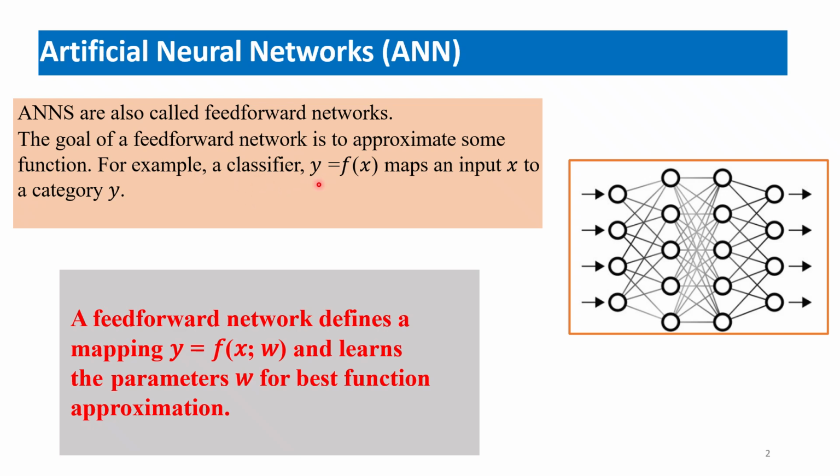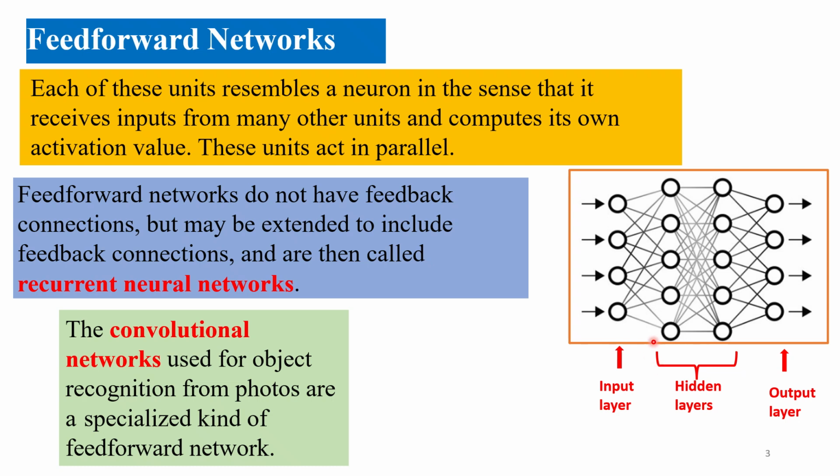For example, we have a classifier y equal to f(x) mapping input x to category y. So this feed-forward network defines a mapping: the function f on the inputs x, parameterized by w, gives the output y. It learns the parameters w so that the best function approximation occurs. We have drawn this diagram, which has the input layer, two hidden layers, and the output layer.